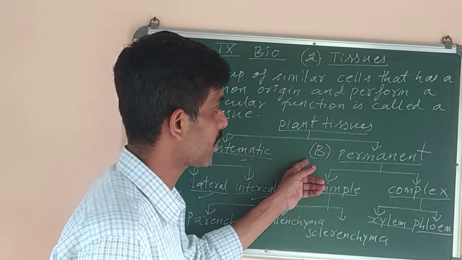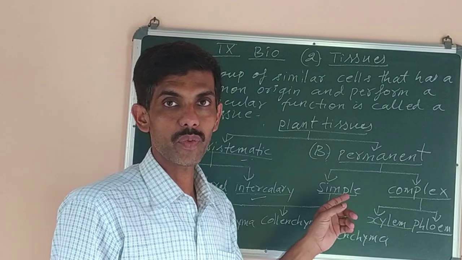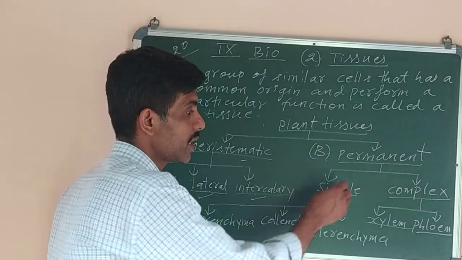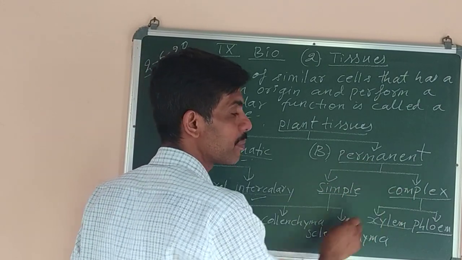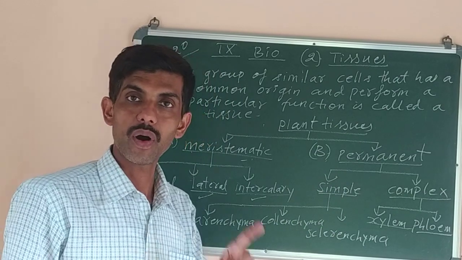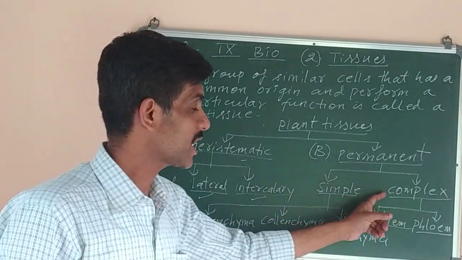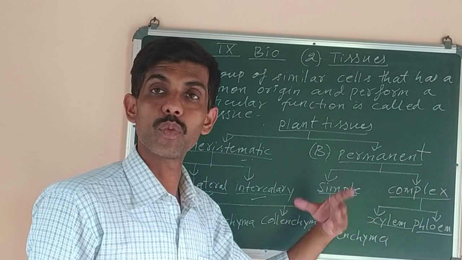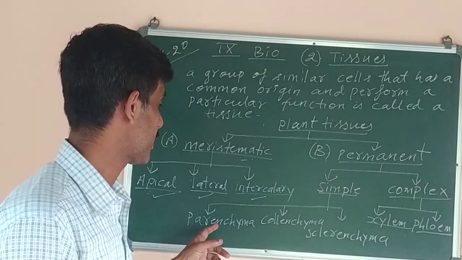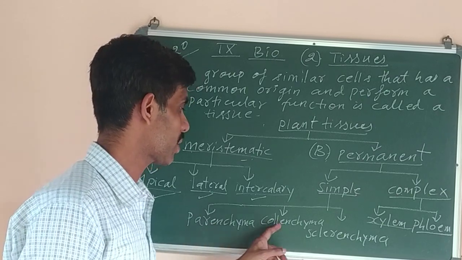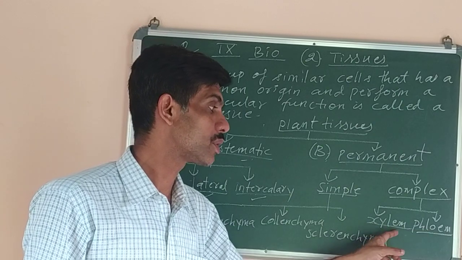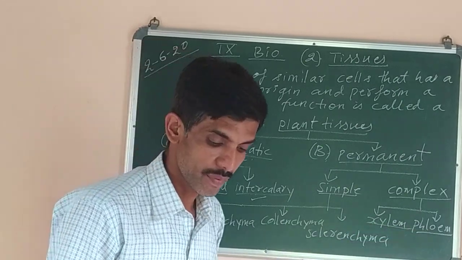Now second one, that is permanent tissue, is the one which is made up of cells that have lost the power of division. And it is further classified into two main types, simple and complex. Simple permanent tissues are the one which is made up of only one type of cells. Complex permanent tissue is the one which is made up of more than one type of cells. Simple permanent tissue is further classified into three types, parenchyma, collenchyma, sclerenchyma. And complex permanent tissue is further classified into two main types, that is xylem and phloem.